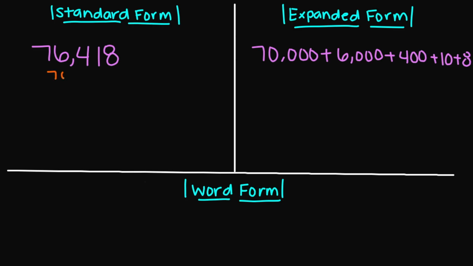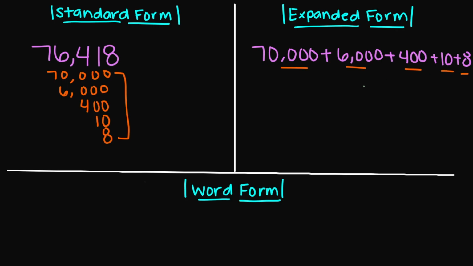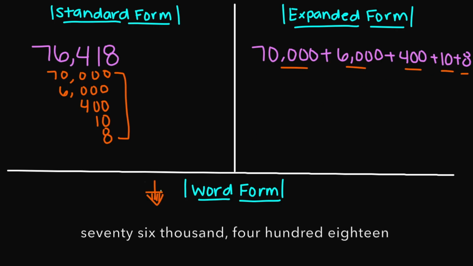And remember, you can always check your answer to make sure. So I'm going to do 70,000. Then we have 6,000. Then we have 400. Then we have 10, and then we have our 8. And as you can see, we do get the same answer here, 70,000 plus the 6,000 plus 400 plus 10 plus 8. And your word form is going to be 76,418.